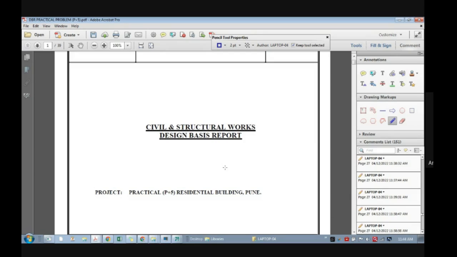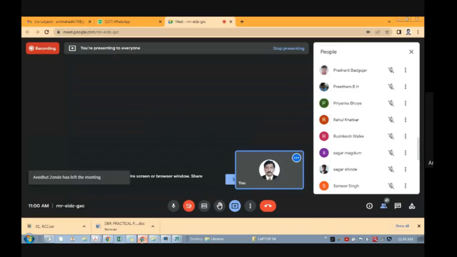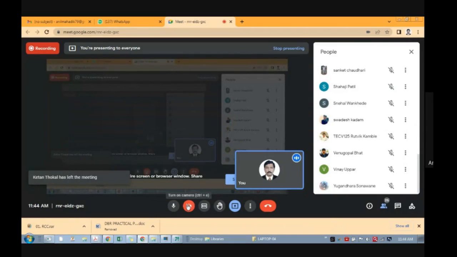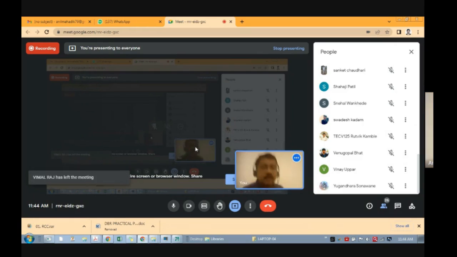Then what should we cover? What should be SIDL? What should be the earthquake load? What should be the wind pressure? So you will always be in questions. So it is always better to prepare such a design basis report and then do the analysis. So I hope all of you have got the information regarding this.